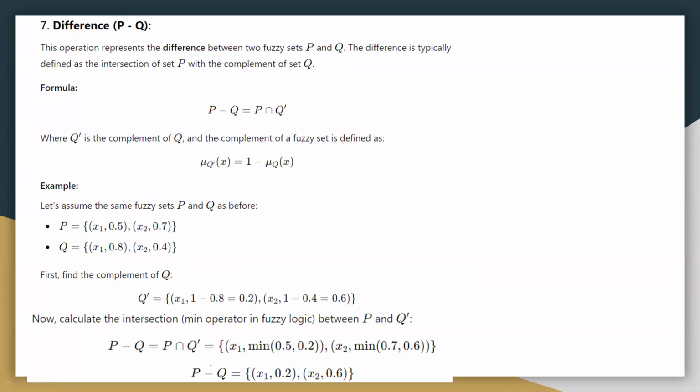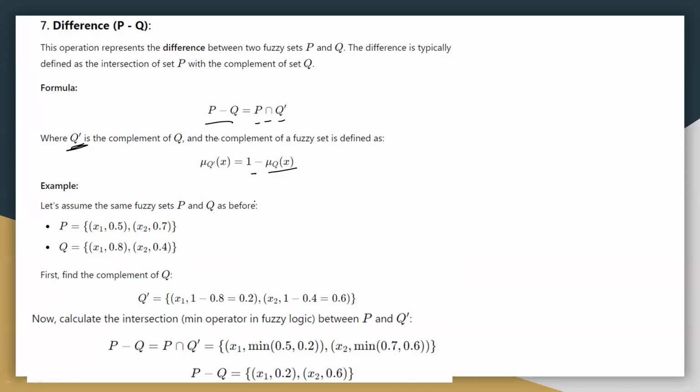Then we have the difference. The difference is basically P minus Q, so it is equivalent to writing P intersection Q complement. It's the intersection of the set P with the complement of the set Q. All of you know what Q complement is, right? Q complement is nothing but 1 minus the set membership values of the set Q.